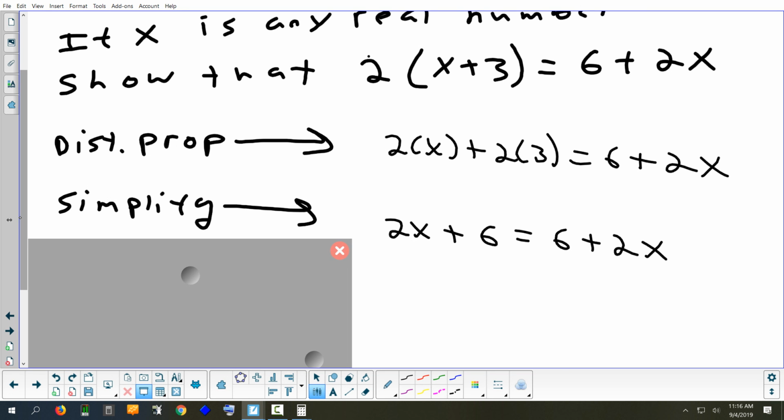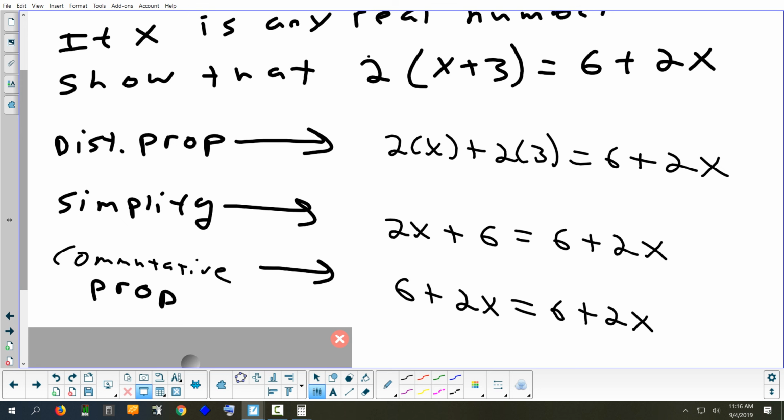Now what's on the left and what's on the right are almost the same, but not quite. The last step would be to switch the order. And what property allows me to change the order of two things? Zach? Commutative. So that's the commutative property. If you want to be specific, you could say commutative property of addition. That's not the commutative property of multiplication. It's addition. Any questions on that?